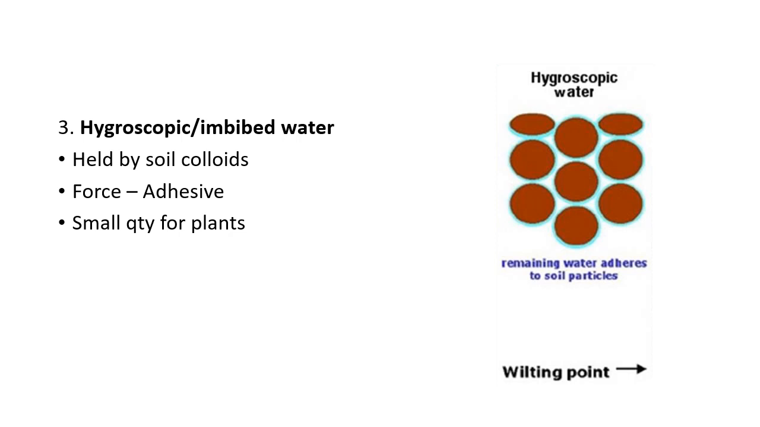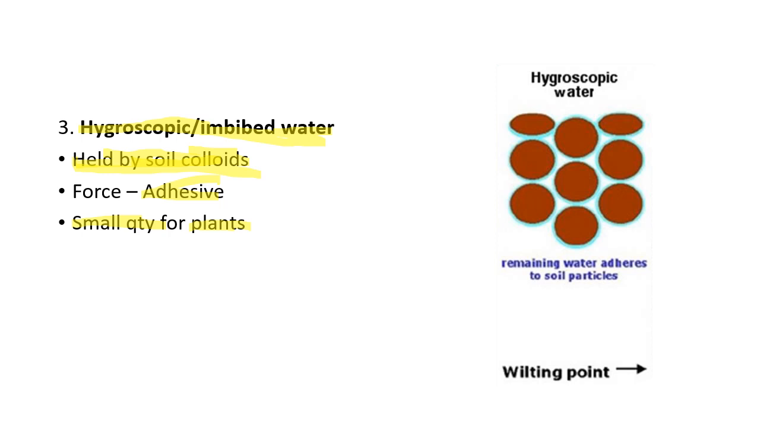The third one is the hygroscopic or imbibed water. This is also held by the soil colloidal particles, but the only difference between capillary water and hygroscopic water is that the force acting upon hygroscopic water is the adhesive force, whereas in capillary water the force acting was surface tension. This type of water is available to plants, but only in a small quantity, not like capillary water.